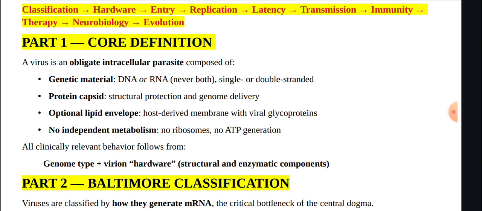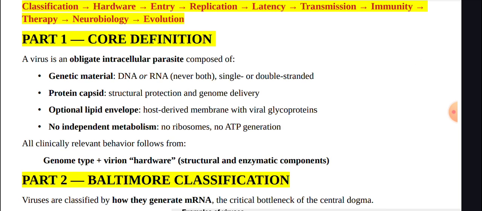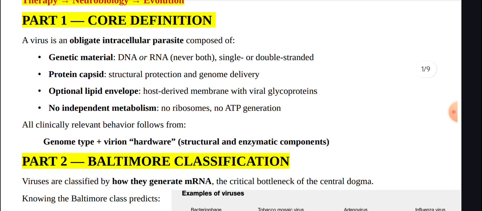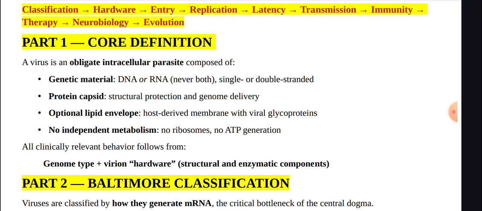And this brings us to what the source material identifies as the golden rule of virology. If you want to understand why a virus causes a specific disease or why it spreads a certain way or how to stop it, you have to look at the equation. Genome type plus virion hardware equals behavior. Genome plus hardware equals behavior. That's our roadmap for the hour. So let's start with the first variable, the genome.